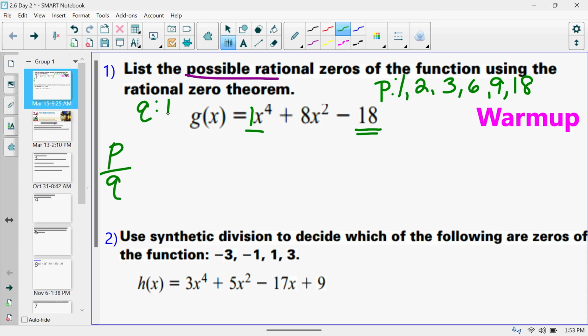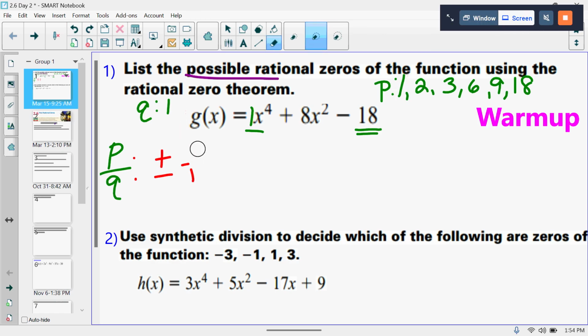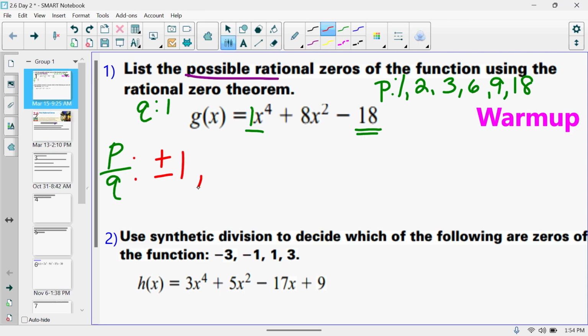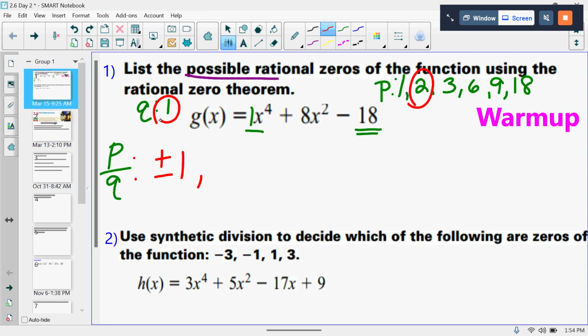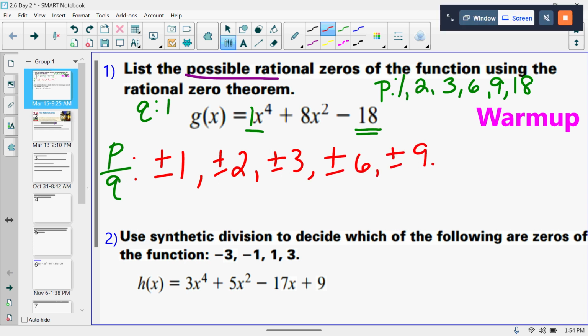So then again, the possible rational zeros are anything of the form P over Q, which means we take this number and put it over this number. So like positive or negative 1 over 1. But again, 1 divided by 1 is just 1. So then we have positive or negative 2 over 1, which would just be 2, or negative 2, right? You got to put the sign every time. Then positive or negative 3 over 1, which again would just be 3, and so on. So your list should have looked like this.